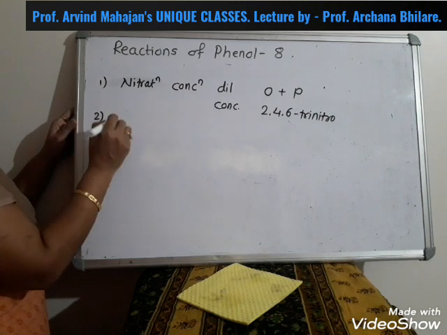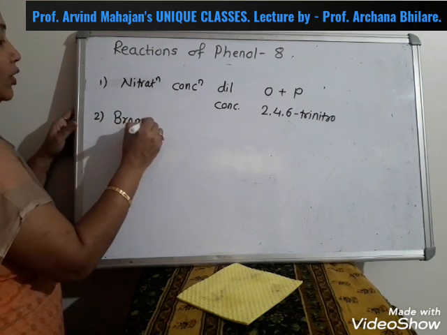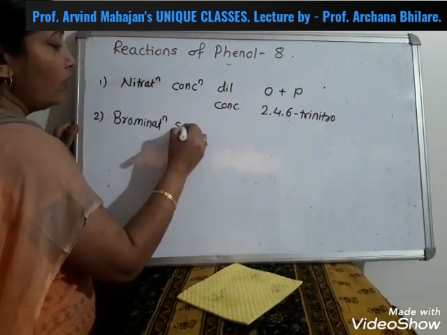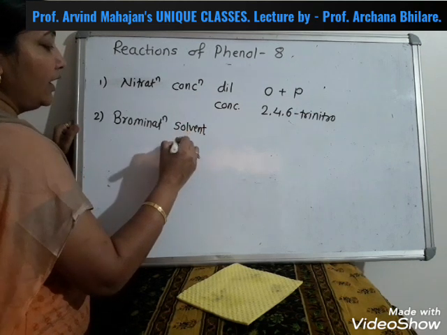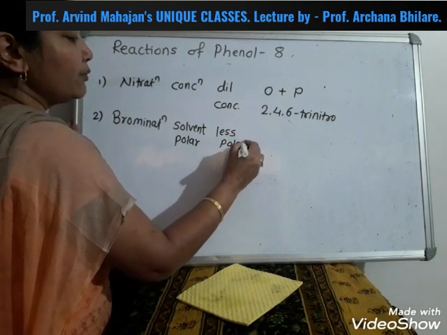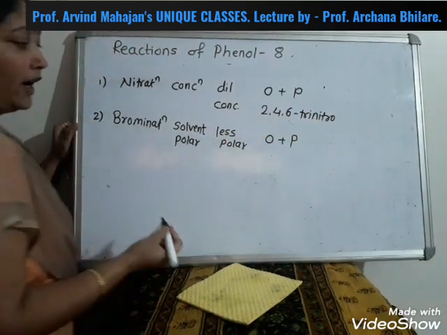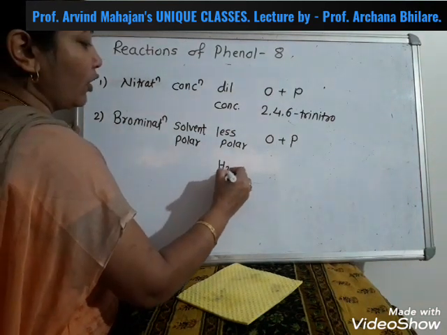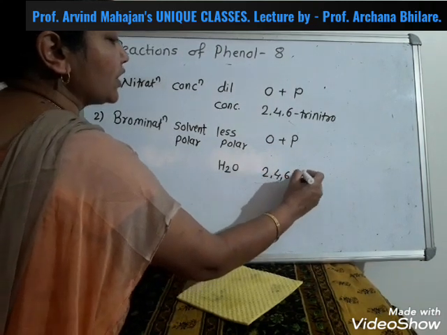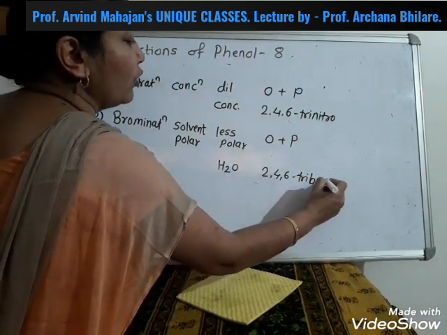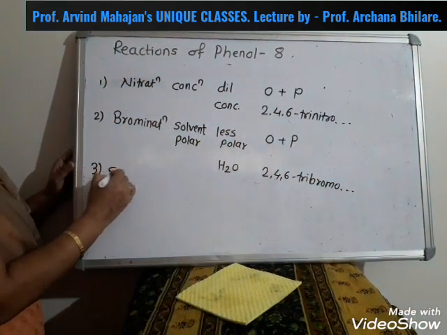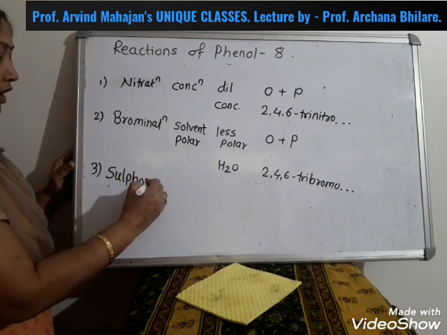I wrote nitration first. The first reaction was bromination, so now I will write that as number 2. Bromination depends upon the polarity of the solvent. Less polar solvent gives us ortho and para. And more polar solvent, in presence of water, we get 2,4,6 tribromophenol. And the third reaction is sulfonation.